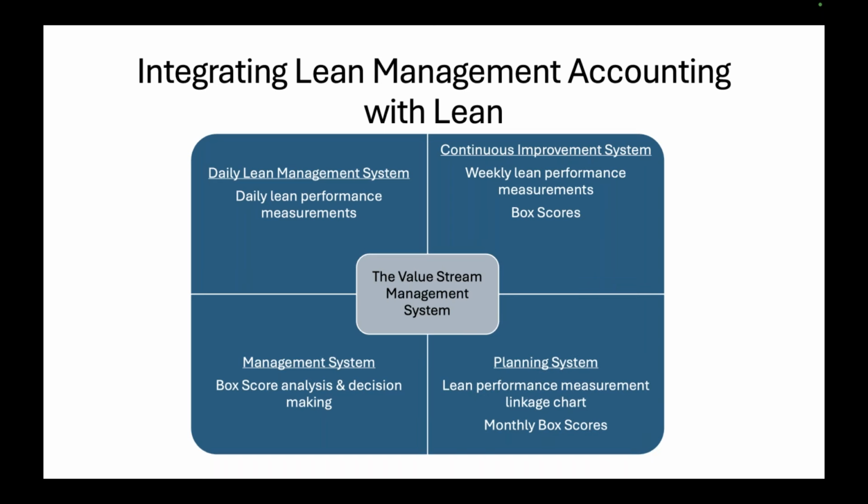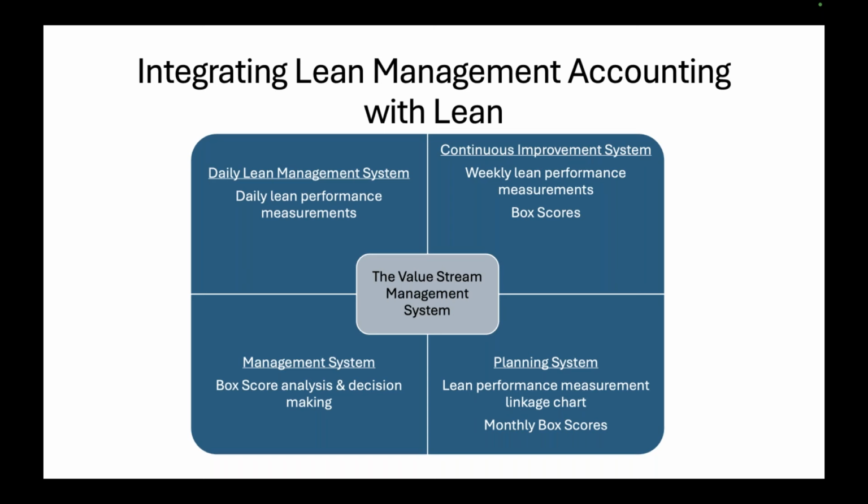And when it comes to strategy deployment, your lean performance measurement linkage charts should be integrated into strategy deployment. And if your strategy deployment process includes a monthly review or maybe a quarterly review, you should be using your monthly or quarterly value stream box scores to understand, are we hitting our targets or not? Do we need to make adjustments?